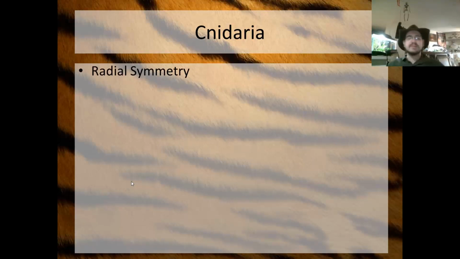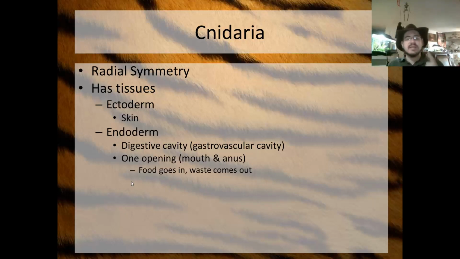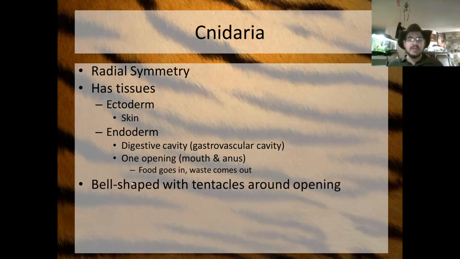They have radial symmetry, pizza slices. They have true tissues. All right, first phylum where we see true tissues. They have an ectoderm, which is sort of the outer covering, the skin, and they have an endoderm, which makes up the digestive cavity, which is a gastrovascular cavity, meaning Cnidaria have one digestive opening. They have an incomplete digestive system. Food goes in, waste and gametes come out. They are bell-shaped with tentacles around the opening of the gastrovascular cavity.